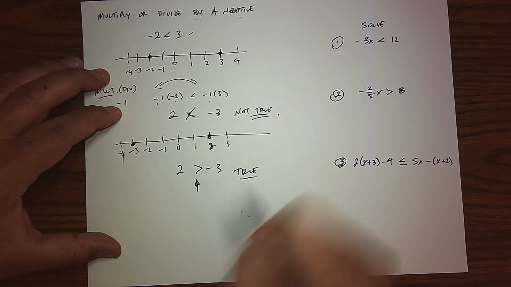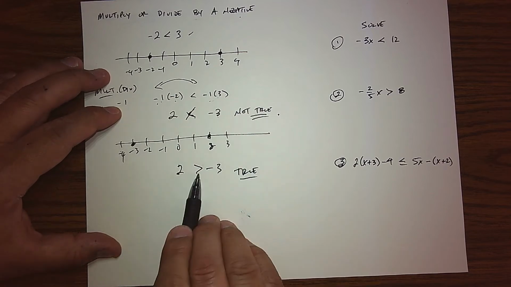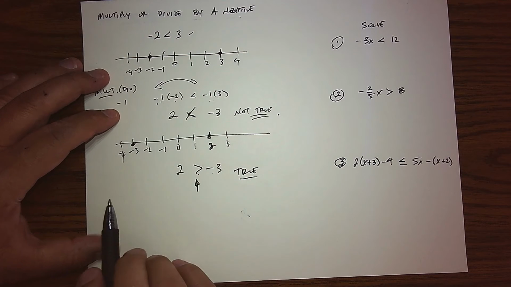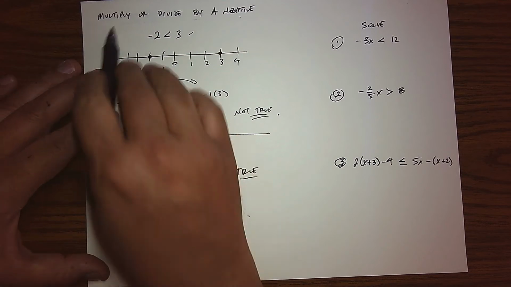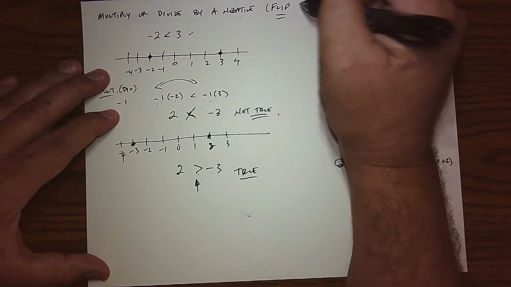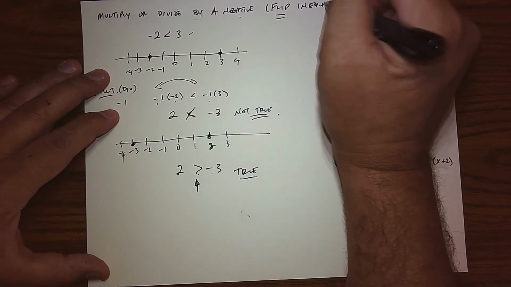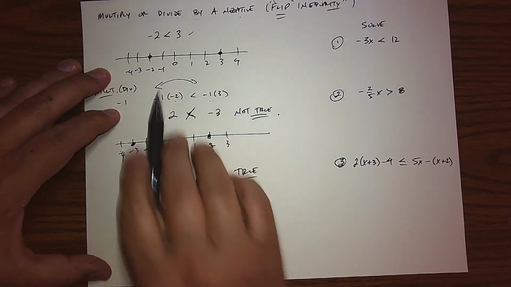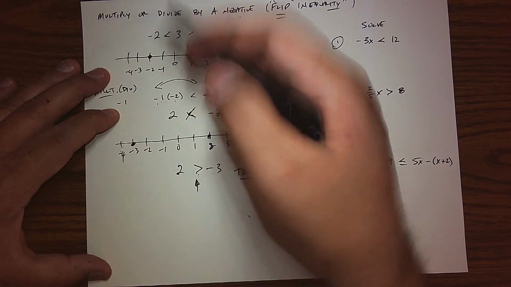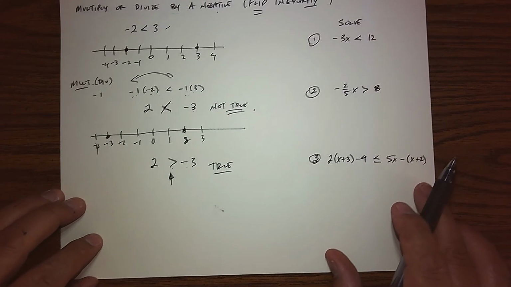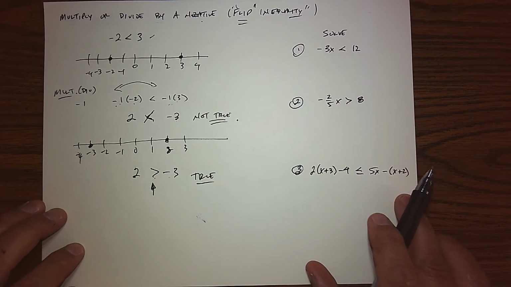And notice I now have a true statement: 2 is to the right of negative 3, or 2 is greater than negative 3. So that's basically what you do. When you multiply or divide by a negative, you need to accompany that with a flip in your inequality. So you either change it from a less than to a greater than, or vice versa, and that helps you keep the correct solutions all in place. So let's see that in action.